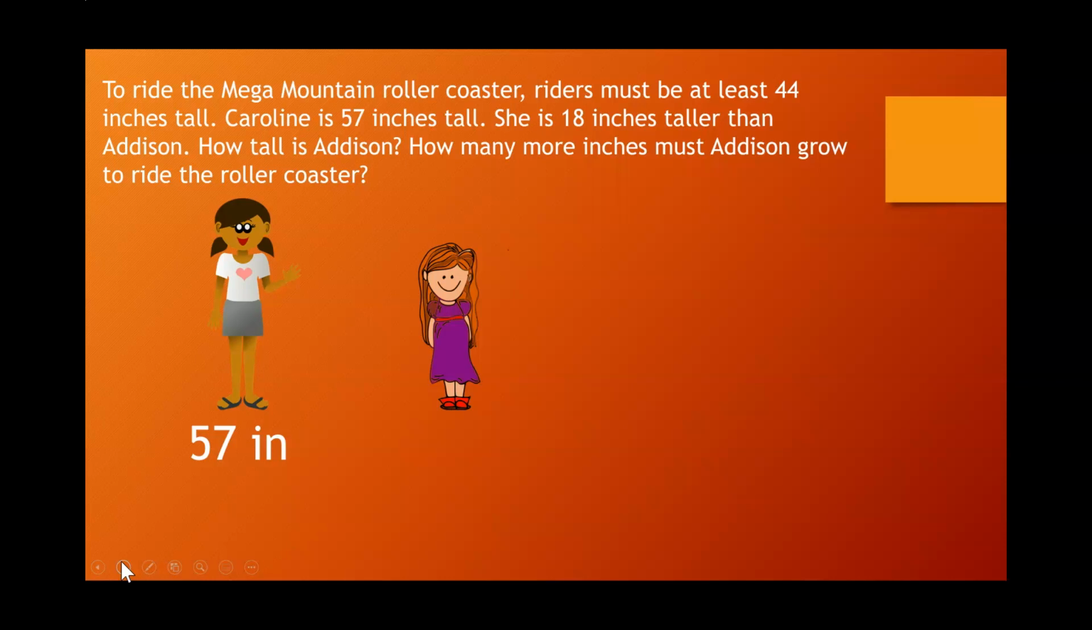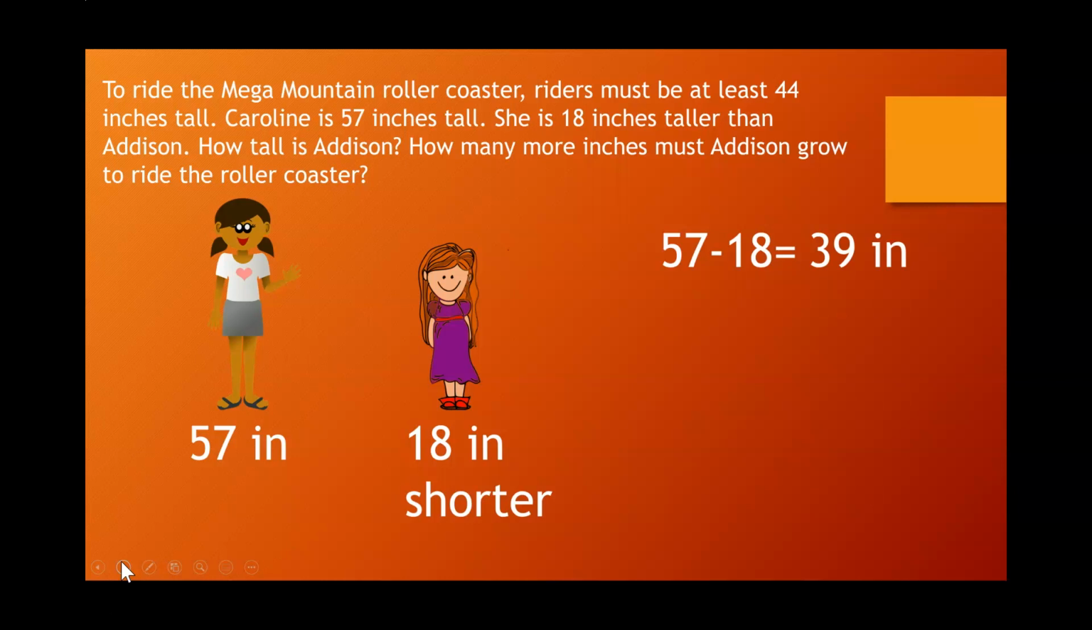Well, we have 57 inches here for Caroline, and we know that little Addison here is 18 inches shorter than Caroline. So if she's 18 inches shorter, how can we figure out how tall she is? Should we add or subtract these two numbers? Yeah, we should subtract. So let's take 57 minus 18. Go ahead and figure that out. Did you come up with 39? If you did, excellent job.